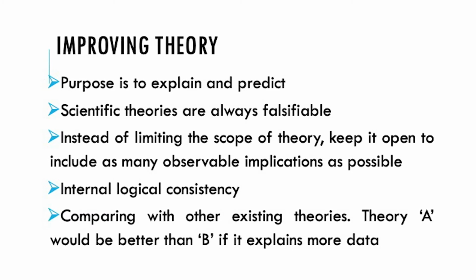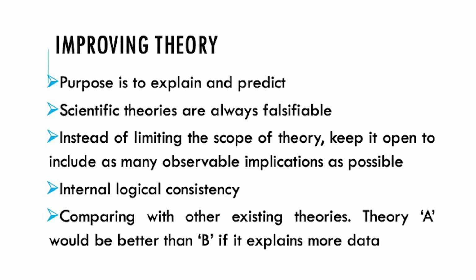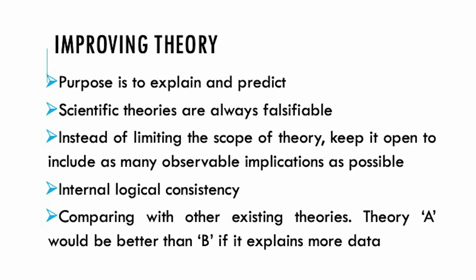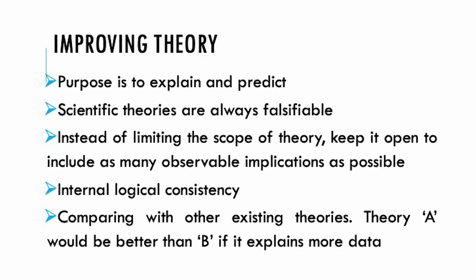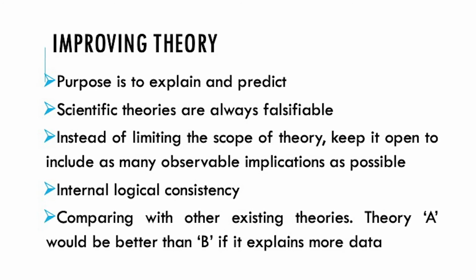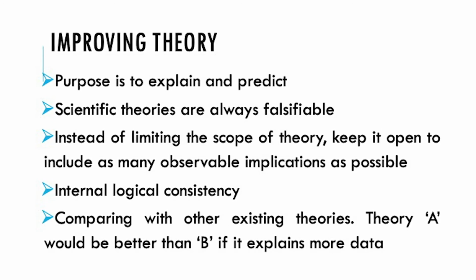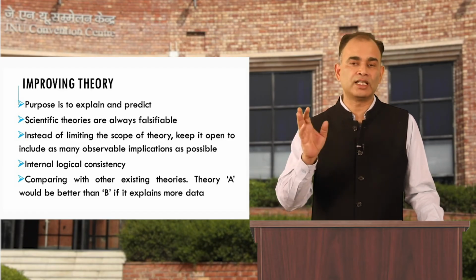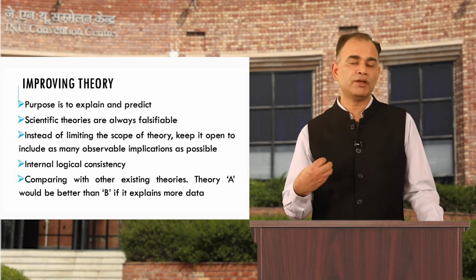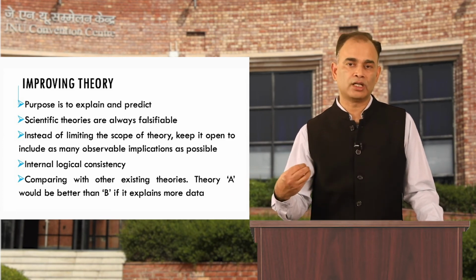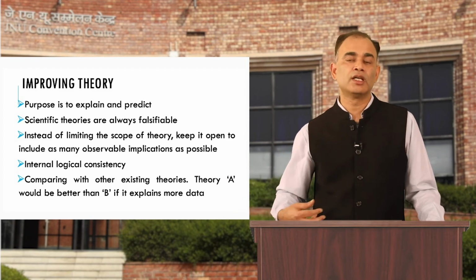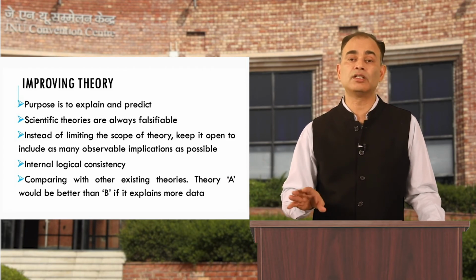Now, the first point was about how to improve the research question. Second, how do you improve the theory? The second point that you need to know is that if you are trying to improve the theory, remember one thing: the basic idea of any theory is to explain and predict. So once your explanation is better, then your theory will be considered better. But how do you make your explanation better? That's the key question. If there is theory A and theory B, and theory A explains more data or more cases compared to theory B, that would mean that your theory is better than the previous theory.